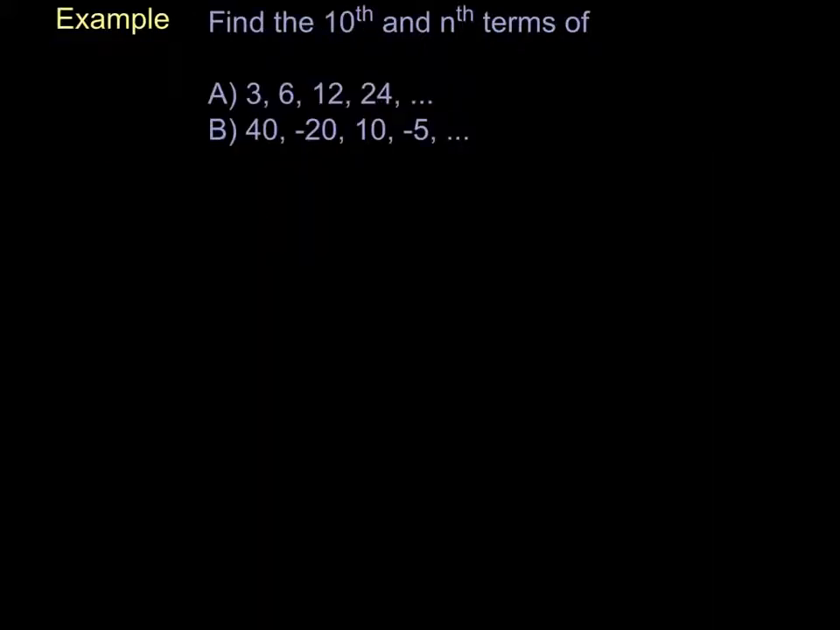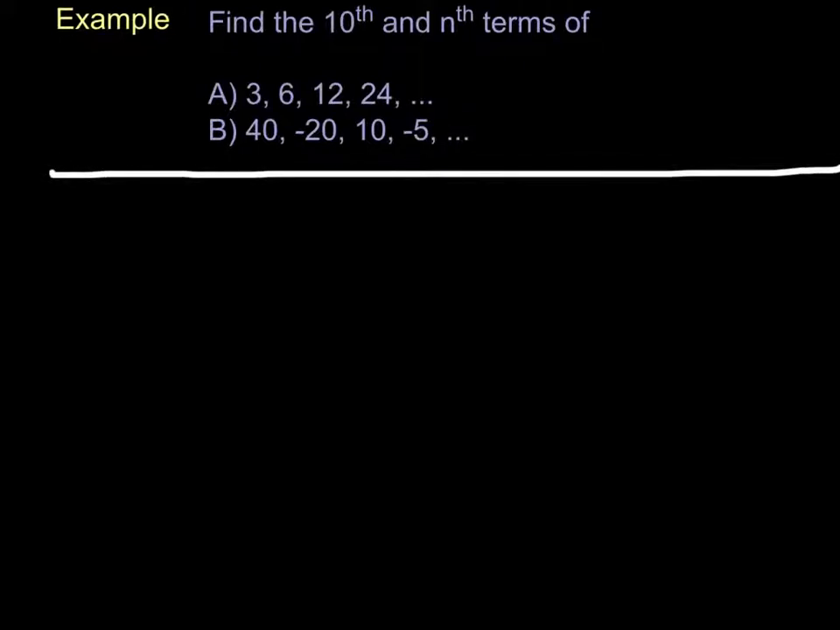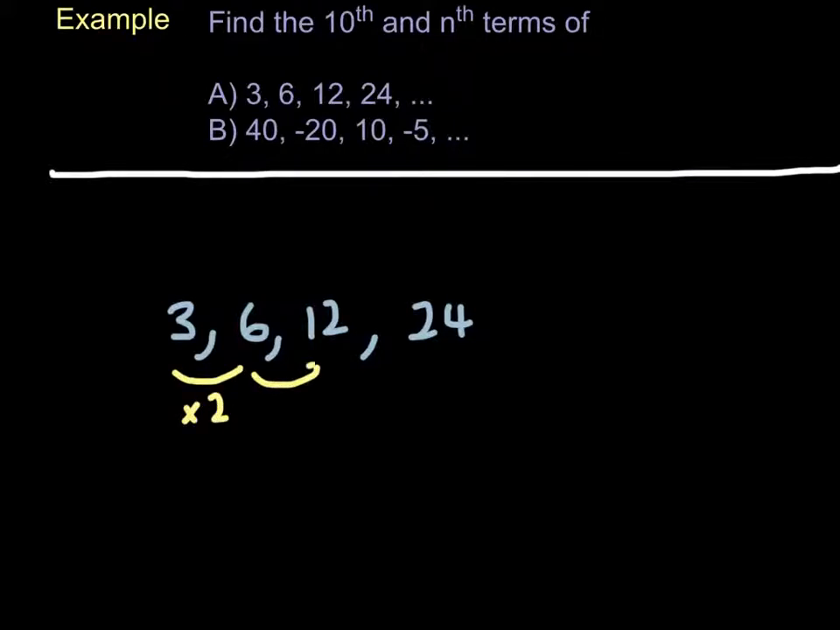Okay, so in this example, I want to find the 10th and the nth terms for those two number sequences. So I've got 3, 6, 12, 24, and 40, negative 20, 10, negative 5. Okay, and the easiest way to do this is if we do the nth term first. So once we've worked out the nth term, then we can use that to work out the 10th term. Alternatively, we could look at what our common ratio is and just use our calculators until we get to the 10th term. But I think it'd be more efficient for us to get the nth term first and then look at getting the 10th term.